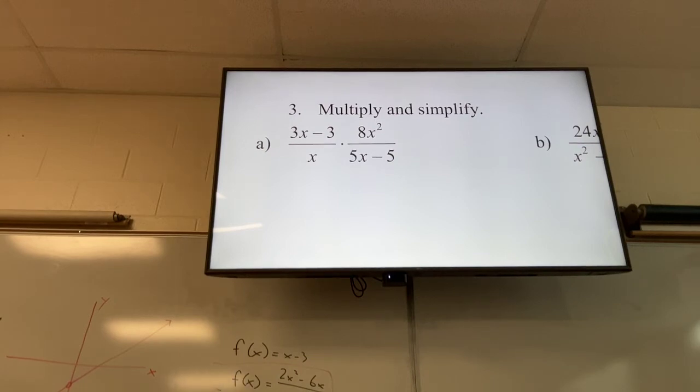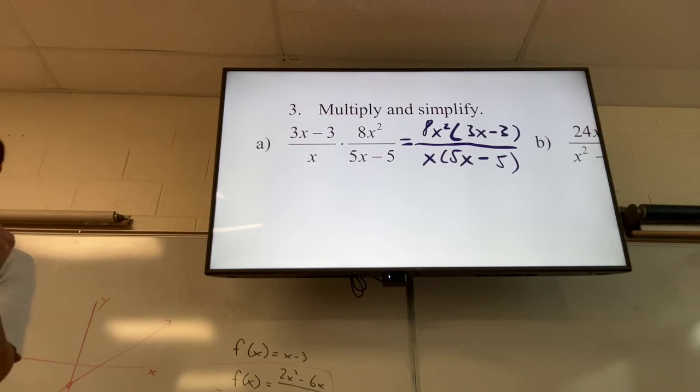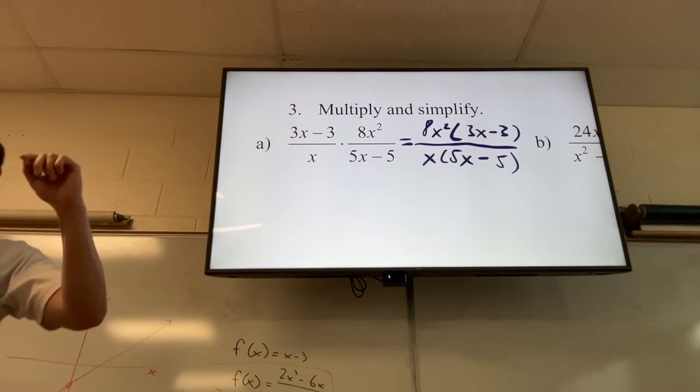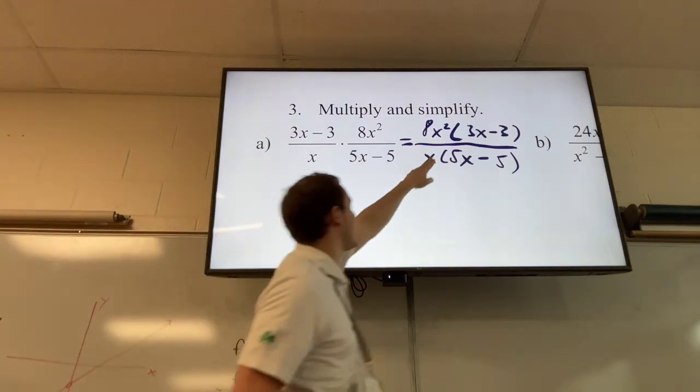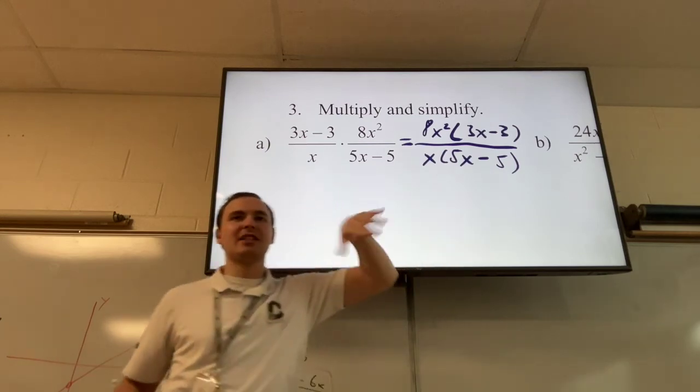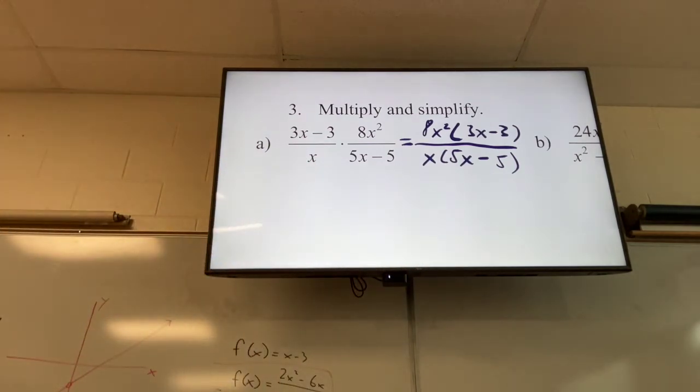I'm not going to distribute anything. So I'm just going to write 8x squared times 3x minus 3 all over x times 5x minus 5, okay? So I just multiplied straight across. I didn't distribute yet, though, okay? Why do I not want to distribute? I'm going to have to factor pretty soon, aren't I? So if I distribute this 8x squared and this x here, that's just going to give me more work later on, and I don't want to have to do that, okay? Okay, so I wrote that down.